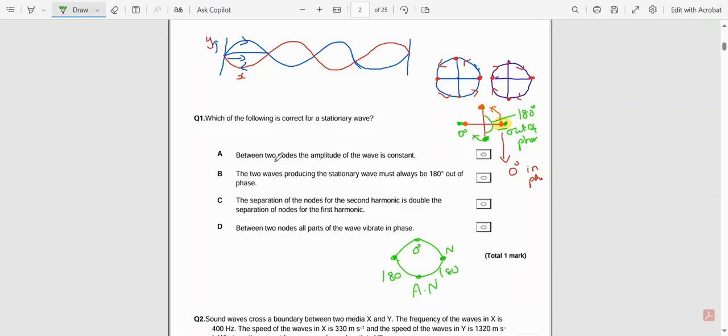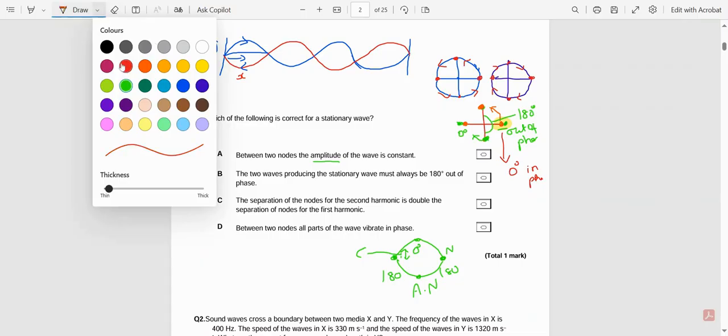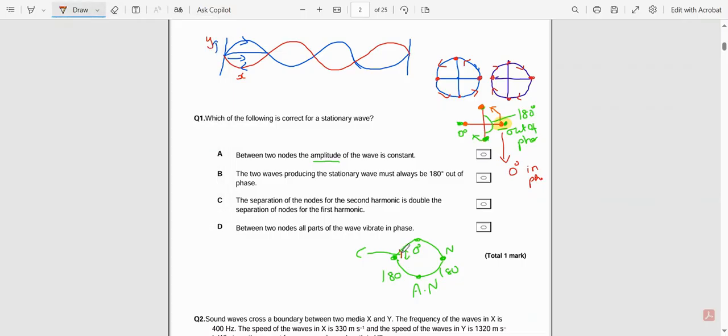Look at this. Between the two nodes, the amplitude of the wave is constant, right? Here they are saying the amplitude of the wave is constant. It's not like that. Actually, look at this. The amplitude here will be this one. I will represent it in another color. This is the amplitude between the nodes. And here the amplitude will be like this. So this amplitude is small and this amplitude is high, right?